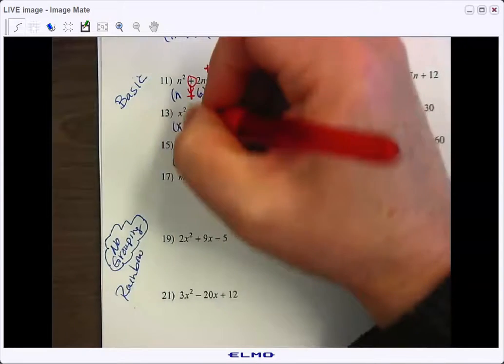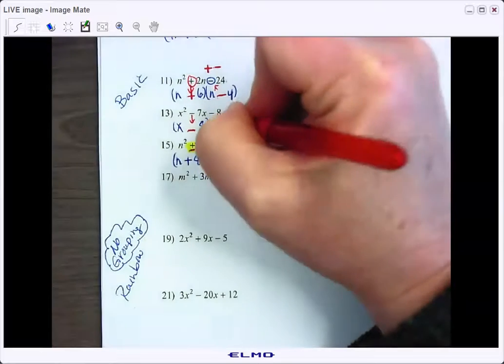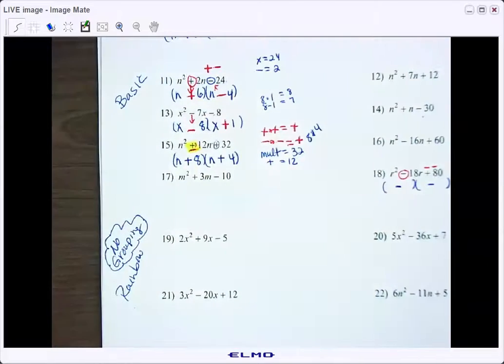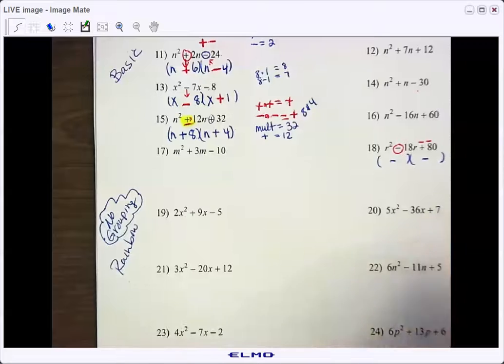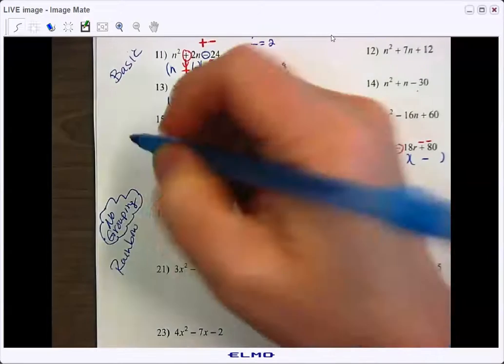And then a negative times a positive will give me my negative. Okay, so x minus 8 and x plus 1. Last one on the basic factoring.